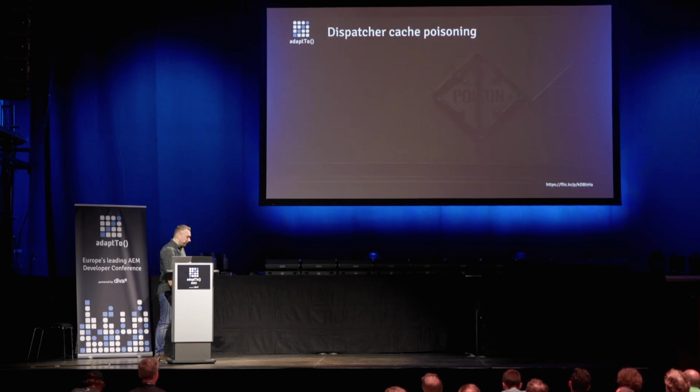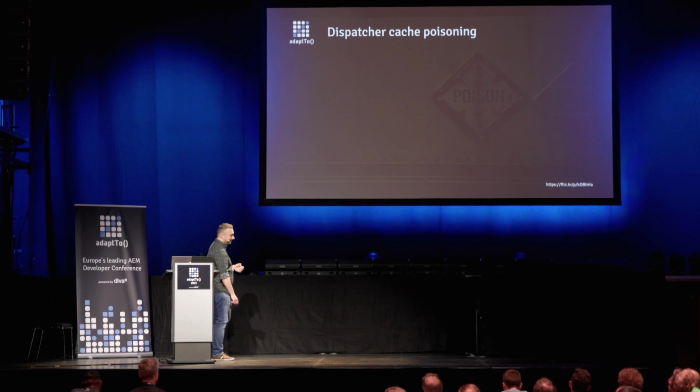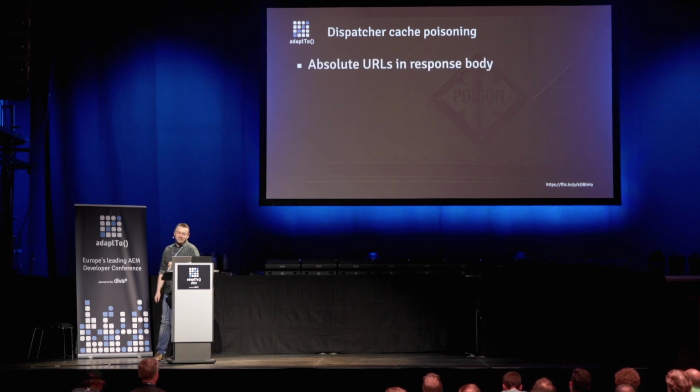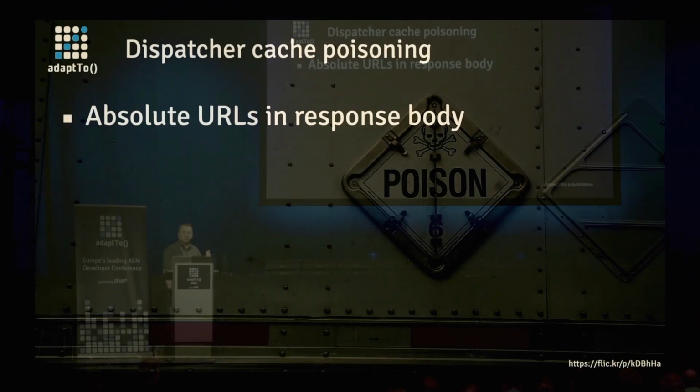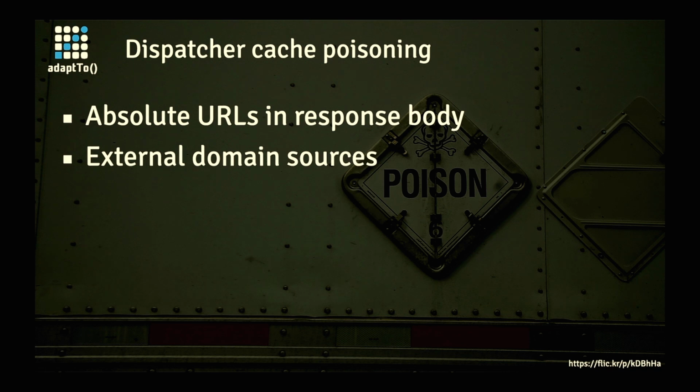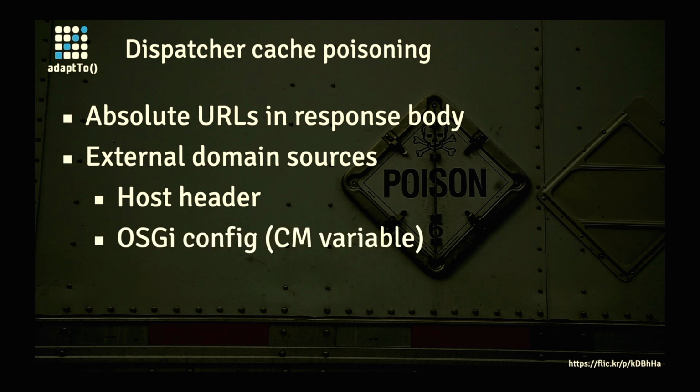So how did we end up with cache poisoning? That was actually pretty funny. So first of all, you've probably noticed that we are using absolute URLs in a response body. So the full URL that you can just click on, and that's going to work. And there are two sources of external domains. So there are two ways we generate those domains. First of all, we're just going to read that out of the host header. That's the very simple approach.